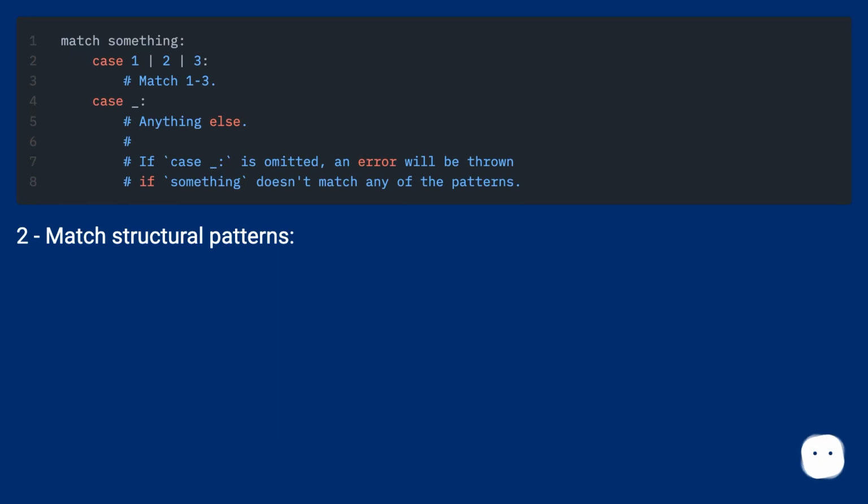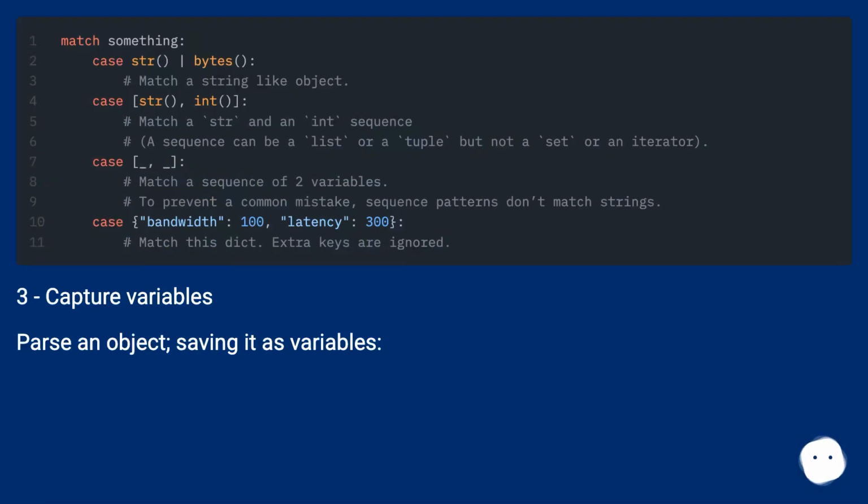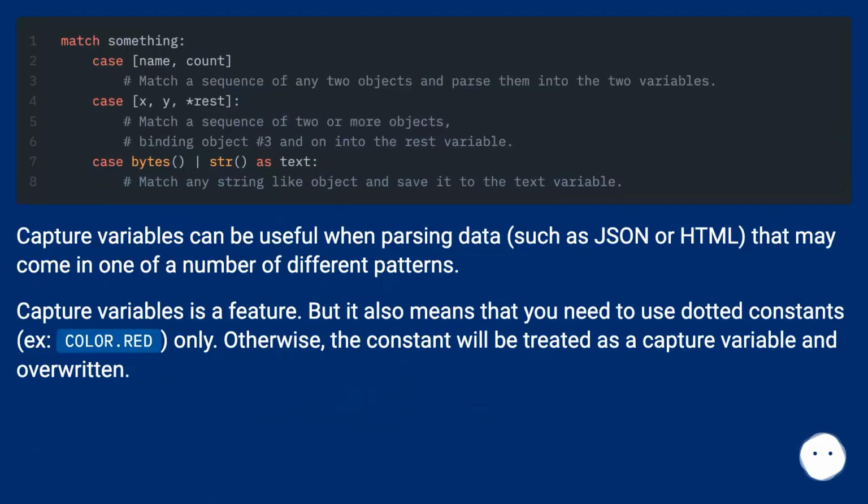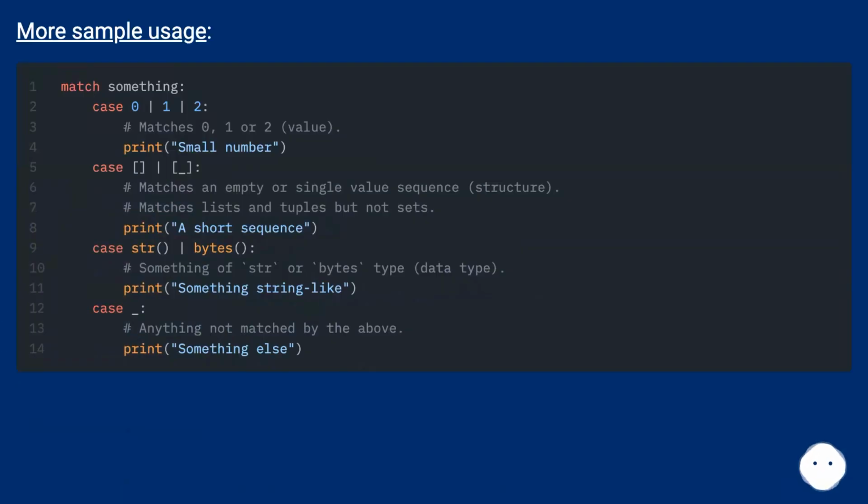Two, match structural patterns. Three, capture variables. Parse an object, saving it as variables. Capture variables can be useful when parsing data, such as JSON or HTML, that may come in one of a number of different patterns. Capture variables is a feature, but it also means that you need to use dotted constants, like Color.RED, only. Otherwise, the constant will be treated as a capture variable and overwritten. More sample usage.